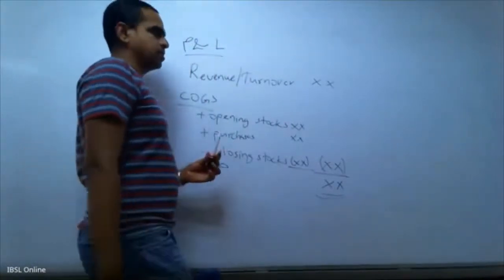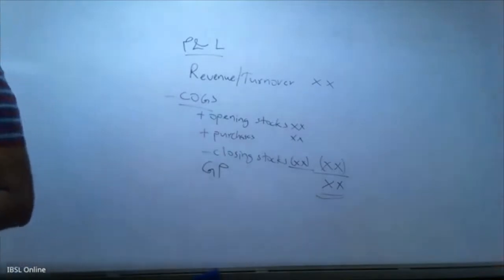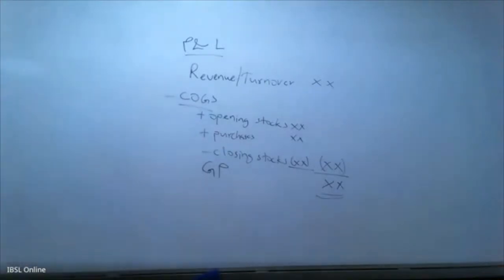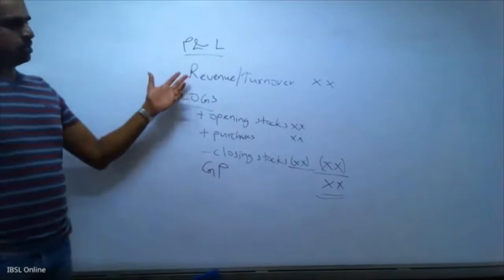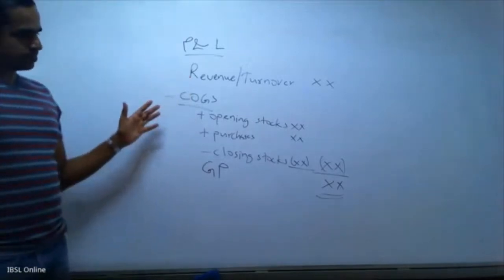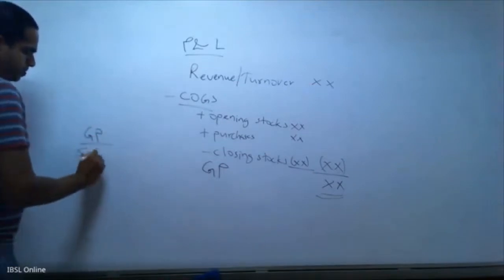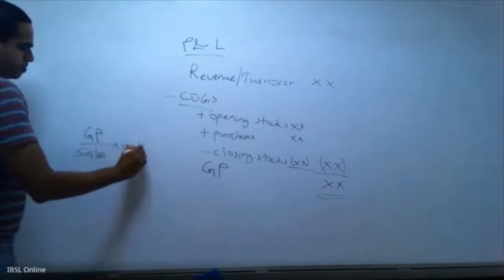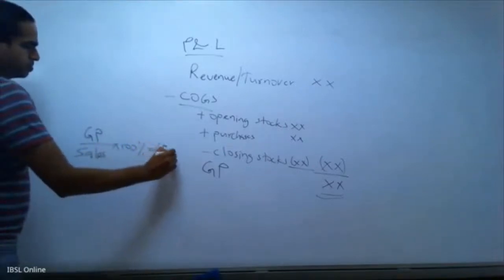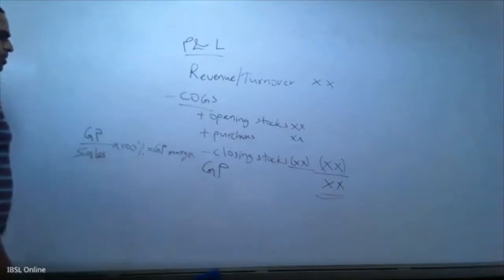So this is a simple P&L. You need to look at your revenue as well as cost of goods sold, because the net of that gives you the gross profit. Then you can calculate your other ratios, which you all might remember. Gross profit divided by sales gives you the gross profit margin, or GP margin. Meaning, for every unit of sale, how much gross profit are you making?